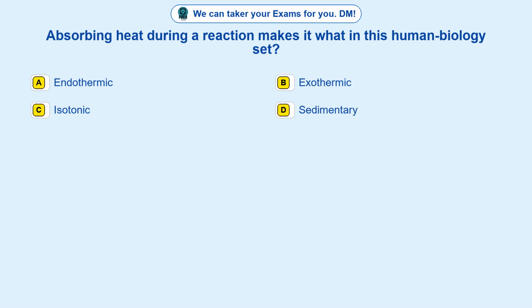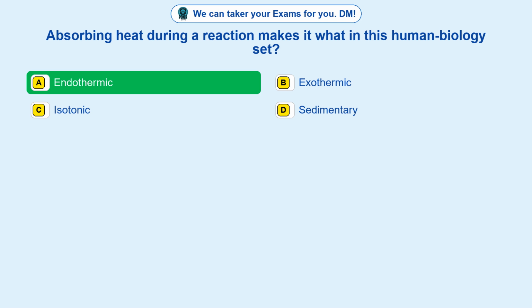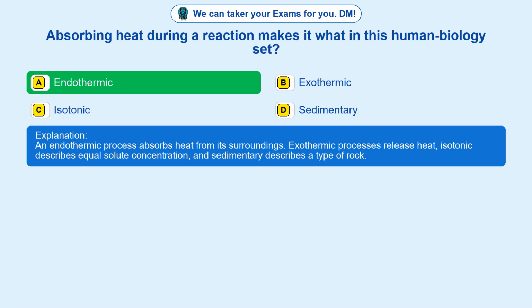Question 47. Absorbing heat during a reaction makes it what in this human biology set? Option A endothermic. Option B exothermic. Option C isotonic. Option D sedimentary. The correct answer is option A. Endothermic. An endothermic process absorbs heat from its surroundings. Exothermic processes release heat, isotonic describes equal solute concentration, and sedimentary describes a type of rock.